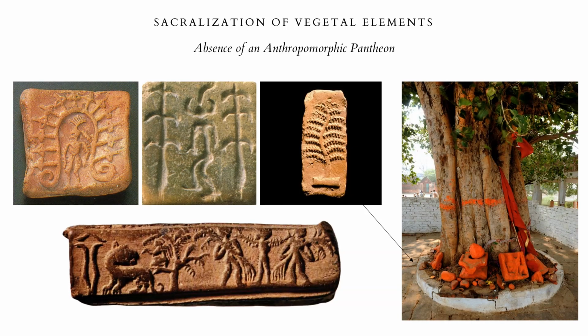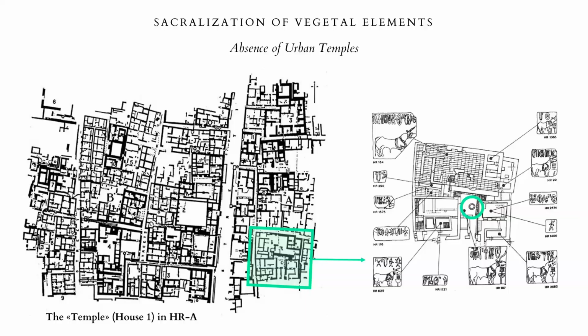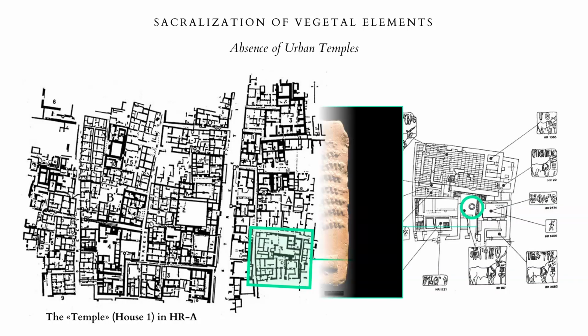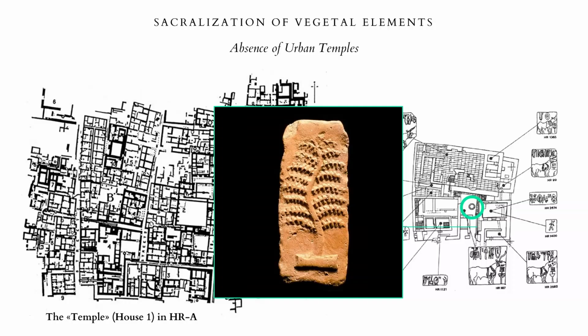Moreover, as far as we know, the Harappans never developed an anthropomorphic pantheon. Instead, sacred trees and vegetal elements seem to have played a central role in the Harappan religious beliefs. These beliefs are reflected in the archaeological record, also in the apparent absence of urban temples. At present, there is only one building at Mohenjo-daro that is tentatively interpreted as a temple. And, even in this case, it appears to have been built around a sacred tree surrounded by a round enclosure.